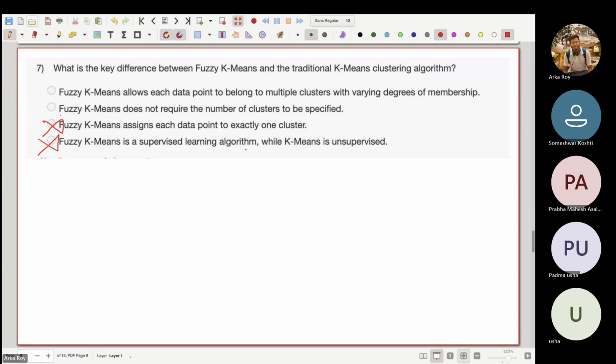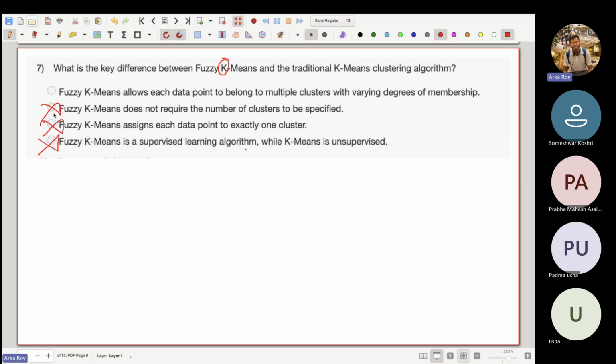Then you have: fuzzy k-means does not require the number of clusters to be specified. Again, this is wrong because in any of the clustering methods, you initially have to start with some number of clusters. You have to take an initial guess. K is basically the number of clusters. So you have to start with an initial assumption. Therefore it is incorrect. Then, fuzzy k-means allows each data point to belong to multiple clusters with varying degrees of membership.